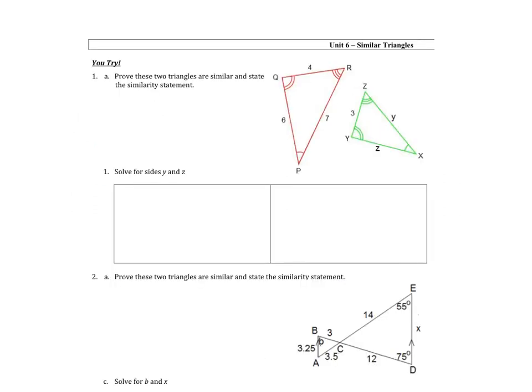Okay, so I want you to try the first example on your own. This is similar to the first example we did together. I want you to prove similarity using the angles and state your similarity statement, and then solve for sides y and z by setting up your proportions correctly. Again, I recommend you use a highlighter just for that visual.